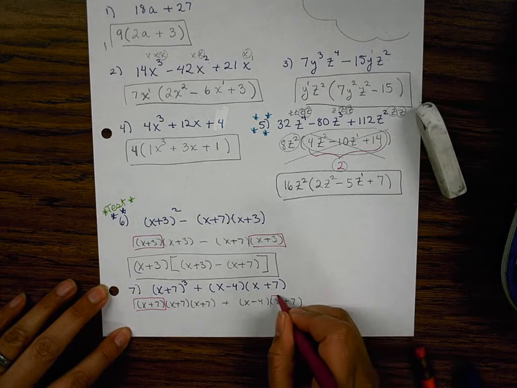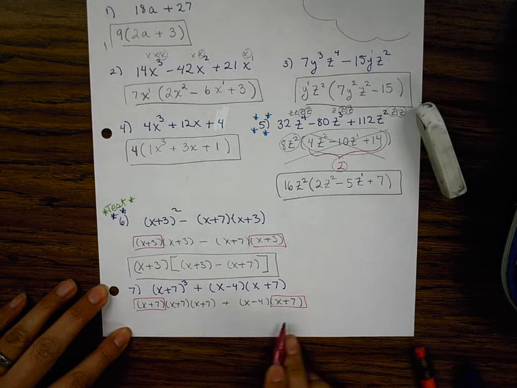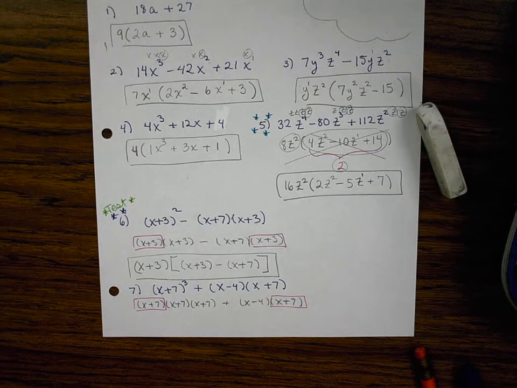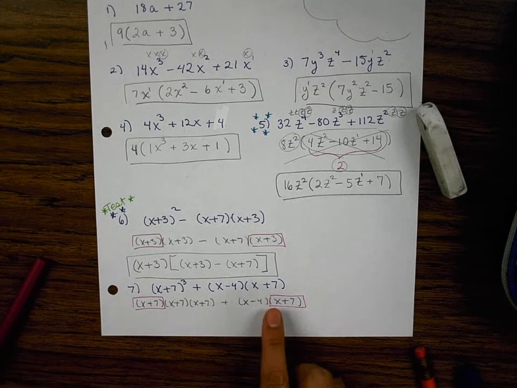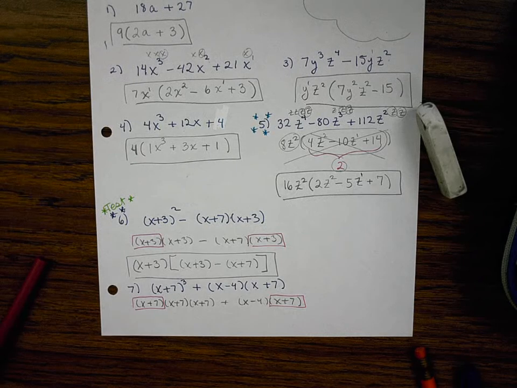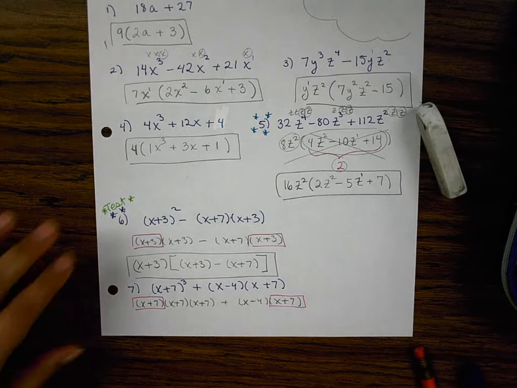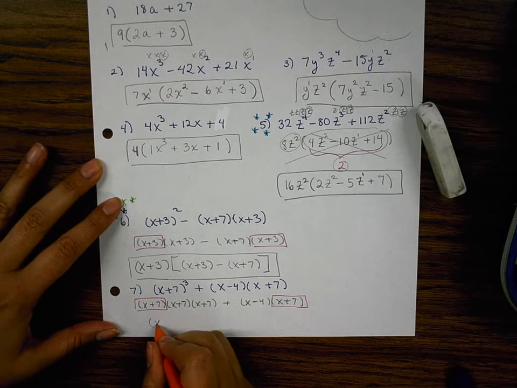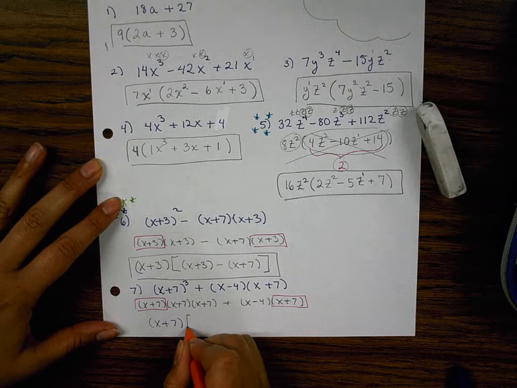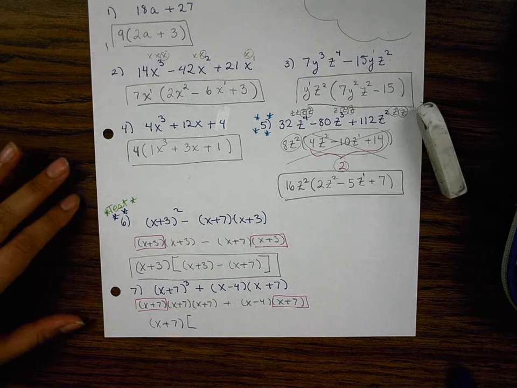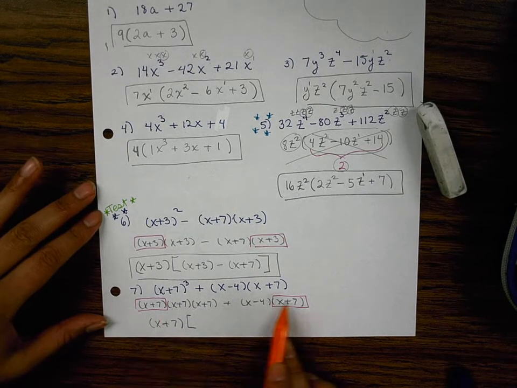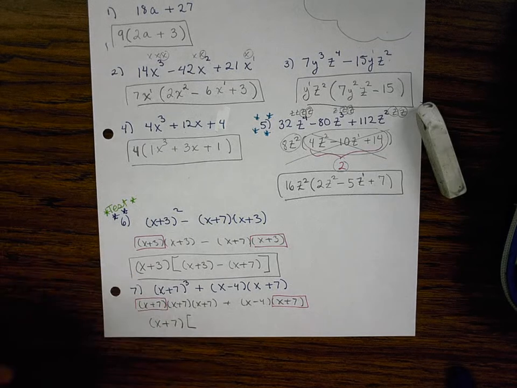They have a common factor of x plus 7 and x plus 7. Do they have any more common factors? They do not. This has another x plus 7, but this one does not. So x plus 7 is the greatest common factor. So I bring it out as an x plus 7. Put my brackets. Okay, so x plus 7 came out.